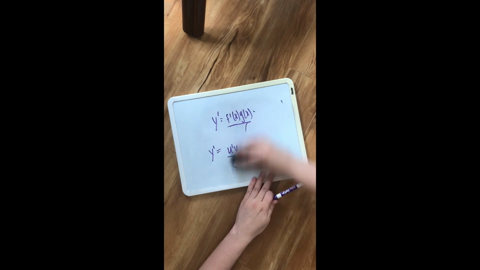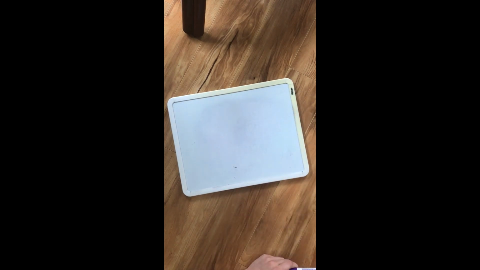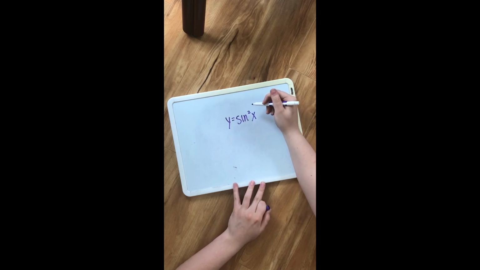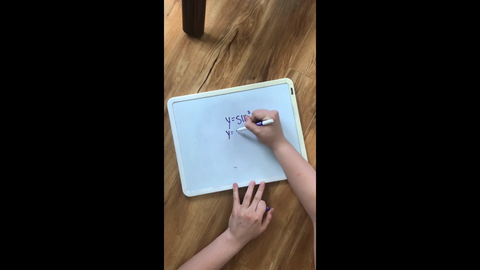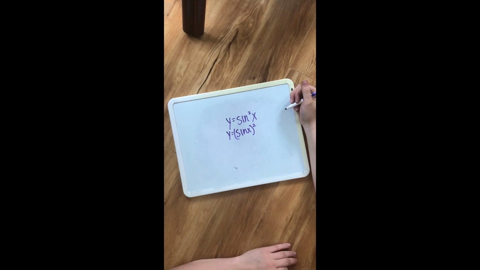Next is the chain rule, which allows us to find the derivative of a composition of a function, or a function inside of a function. In order to differentiate, we have to multiply the derivative of the outside by the derivative of the inside. For example, take y equals sine squared x.